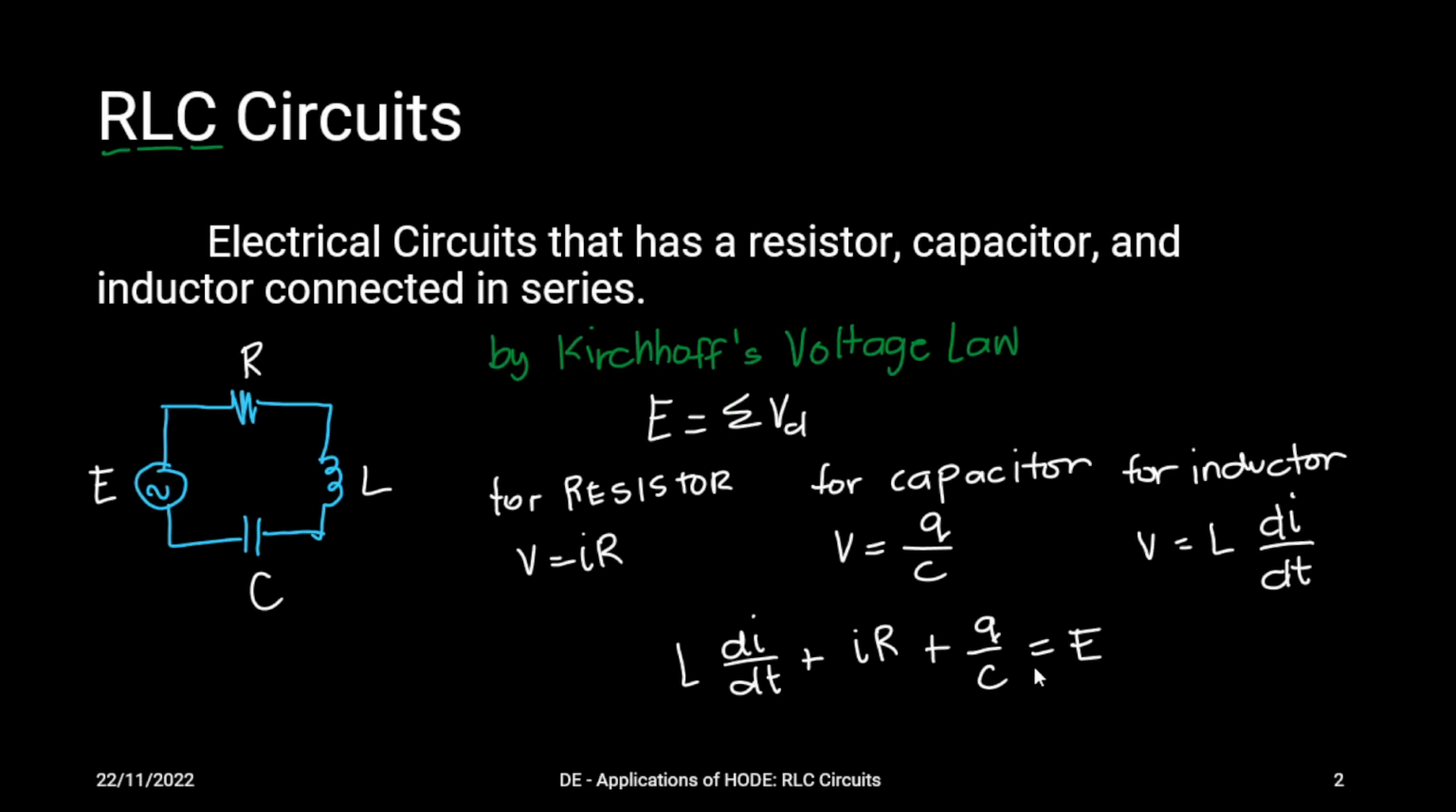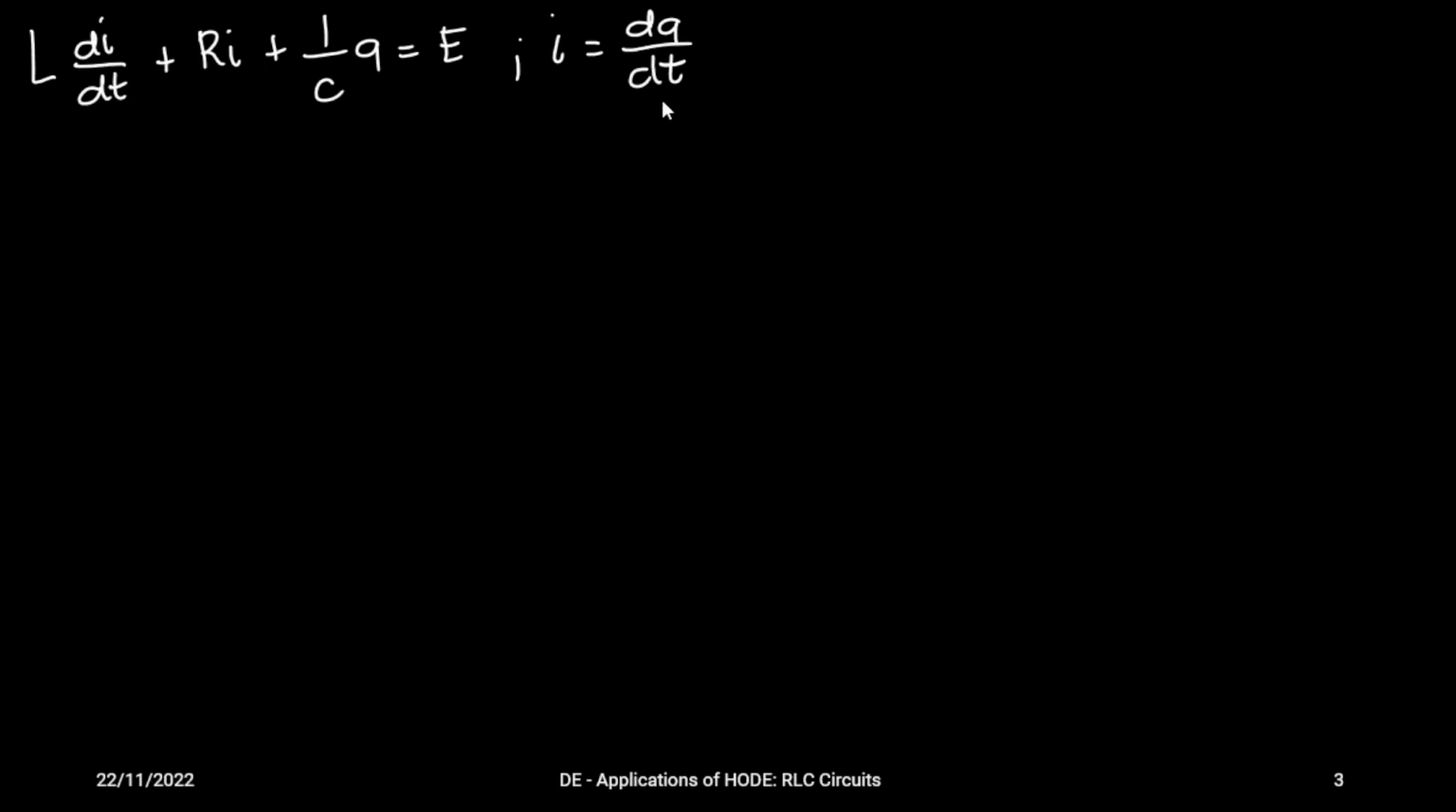But we still need to arrange this one. Bakit? Hindi pa to yung direct DE na gagamitin natin. Okay, so ilagay natin dito: we have here again L di over dt plus RI plus 1 over C times Q is equivalent to E. This is our working formula. We all know that I is equivalent to dQ over dt, that's the derivative of the charge in respect to time.